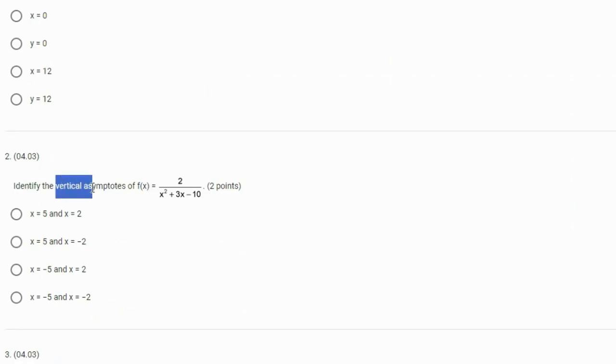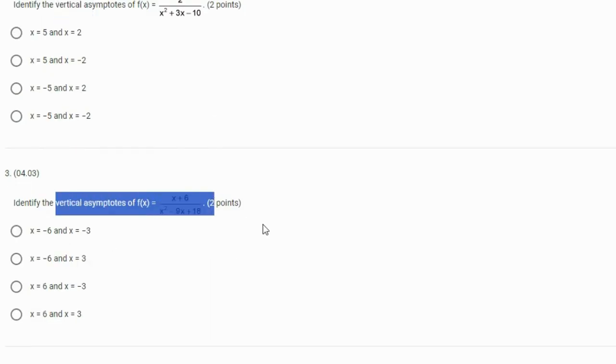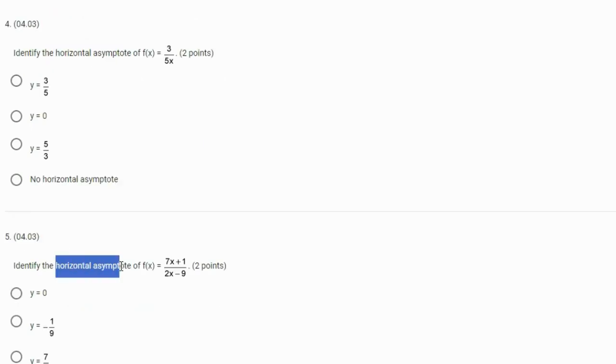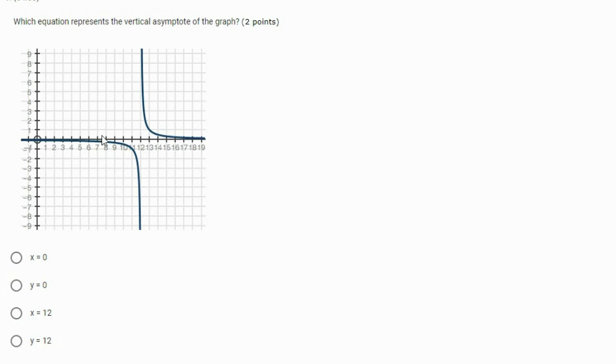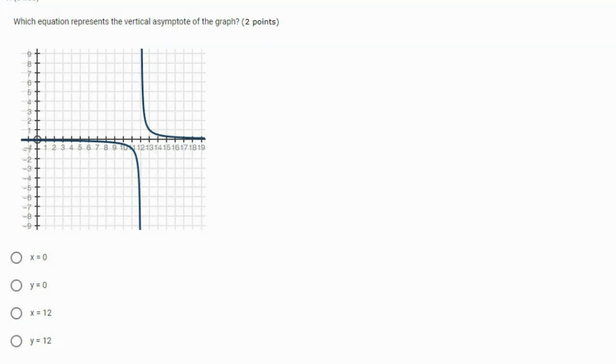Identify the vertical asymptotes of this. Obviously, it has something to do with a 5 and a 2, but which ones are positive, which ones are negative? Identify the vertical asymptotes of this. Identify the horizontal asymptote. So we have 2 horizontal, 2 vertical, and 1 asking which equation represents the vertical asymptote on this graph. Your questions may be different, because it has a bank of questions it pulls from, so you may get different questions than what I show on the screen because it randomizes, which is good.